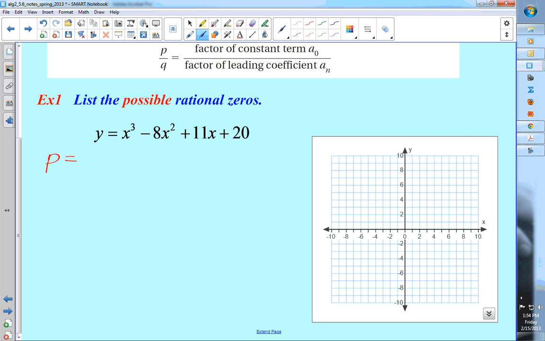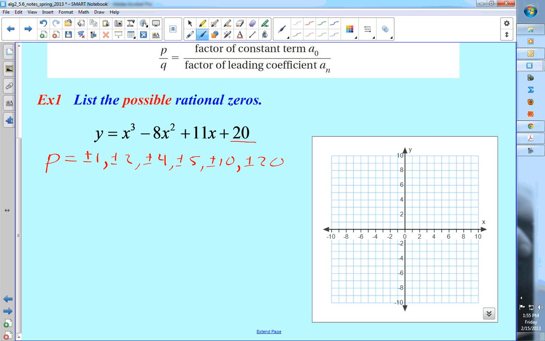Your P values have to be factors of the constant. What are the factors of 20? Okay, you got exactly half of them. Plus or minus. So when you make your list, plus or minus 1, plus or minus 2, plus or minus 4, plus or minus 5, plus or minus 10, and plus or minus 20. Did I miss any? Sometimes you miss one when you're going through. You're looking at the numbers that multiply to give you 20. And make sure you take both pluses and minuses.